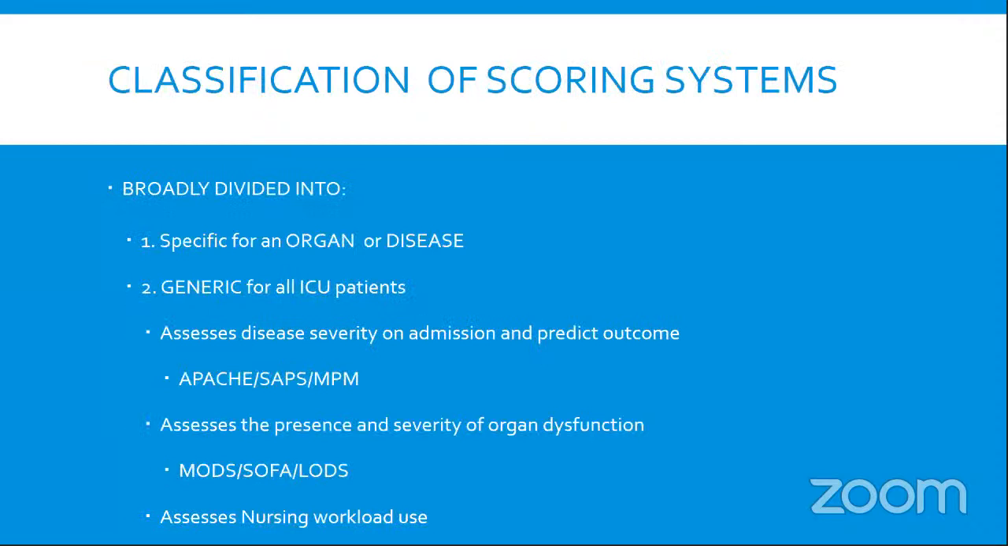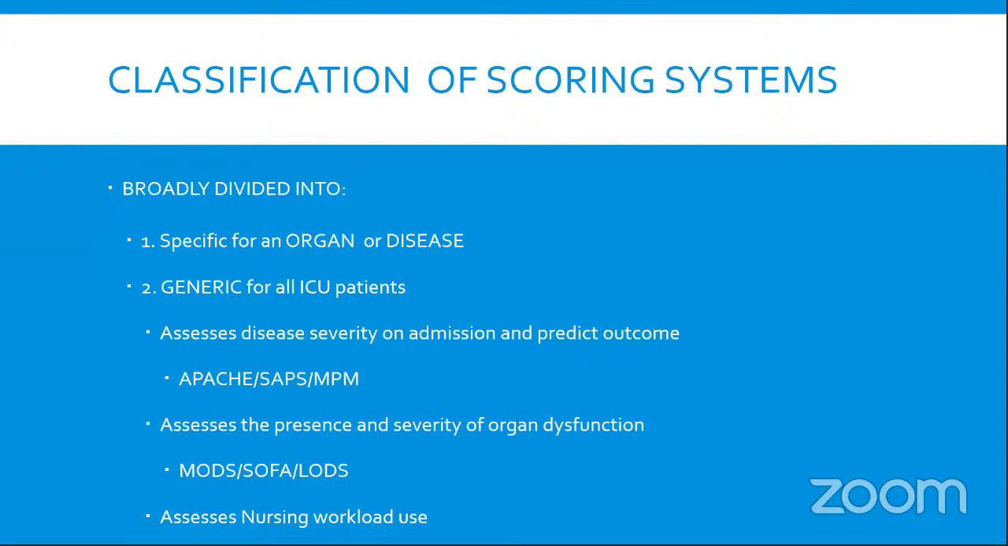So in terms of classification, how do you classify scoring systems? We have what we call organ-specific or disease-specific scoring systems. There are population-specific scoring systems, like the APGAR score, which is population-specific for pediatric cases. Then there are the generic scoring systems, which are actually obtained in the ICUs. The generic ones basically assess disease severity on admission, and that can also predict the outcome. Examples are the APACHE, the SAPS, and the MPM.